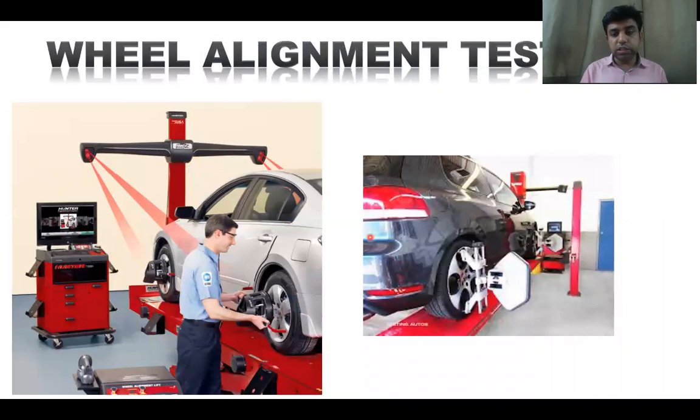To check the type of misalignment, we have the wheel alignment tester. It has sensors which judge how much misalignment is present. That will be indicated on the screen. It will give you the indication of how much adjustment is required, and on adjusting those particular angles, you can achieve proper alignment of the wheel, right?